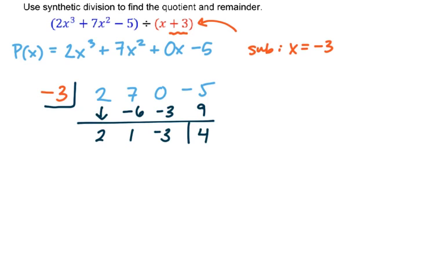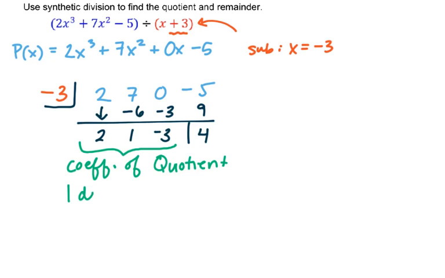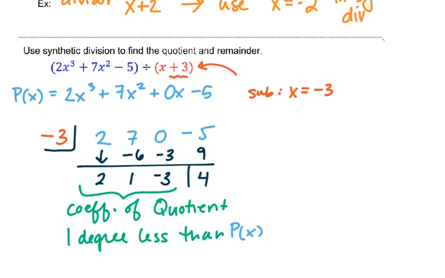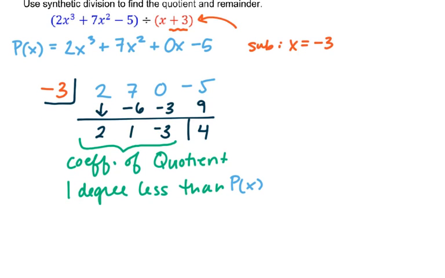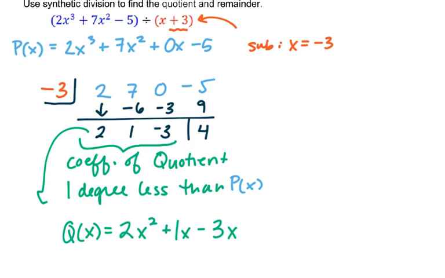And now that we have this jumble, we need to know how to interpret it. These numbers represent coefficients of my quotient, and they are going to be 1 degree less than my original dividend, p of x. We started with x cubed, so these represent a quadratic. So my quotient, q of x, is 2x squared plus 1x minus 3, and that last term would be like saying x to the 0, but we don't need that, and we don't need the 1 in front of the x here. Okay? So that's my quotient. And I started with x squared because I originally had x cubed.